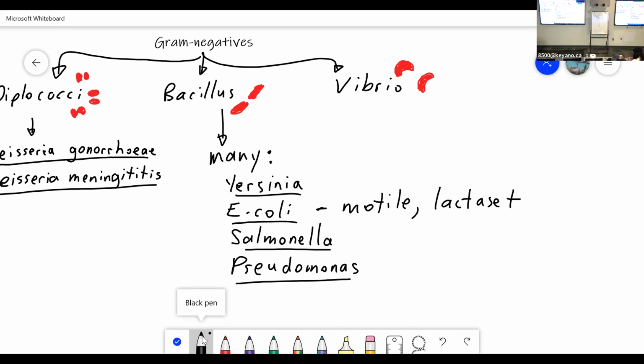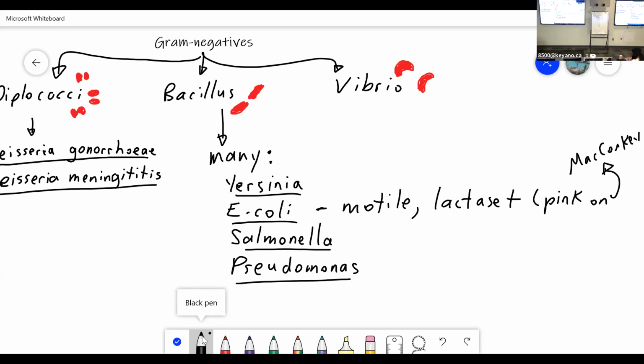Lactase positive, I guess I didn't talk about lactase. It means it can consume lactose, but it's pink on MacConkey agar. Pink on MacConkey agar. I thought there was something else I was going to say about E. coli.